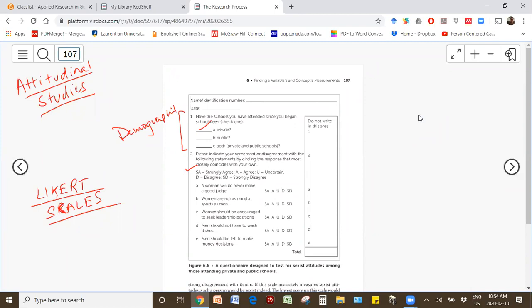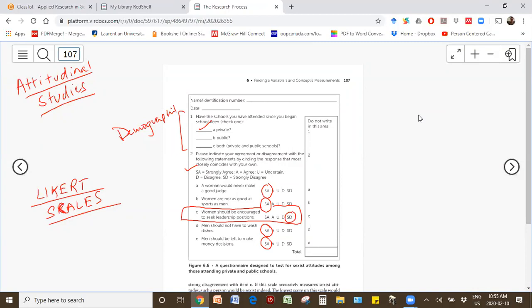So it has different questions. A woman would never make a good judge. So if you're absolutely sexist, you can go here. You'd strongly agree. Right. And women are not as good at sports as men, you'd strongly agree again. If you're sexist and there's no chance of you being caught out, women should be encouraged to seek leadership positions. Oh God, no, right? Men should not have to wash the dishes, strongly agree, okay? Men should be left to make money decisions, strongly agree, okay? We'll come back to this one question.